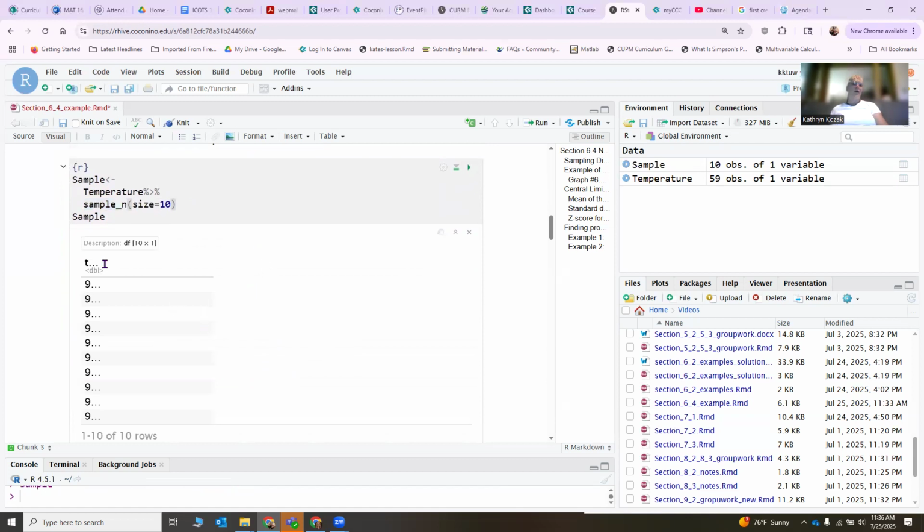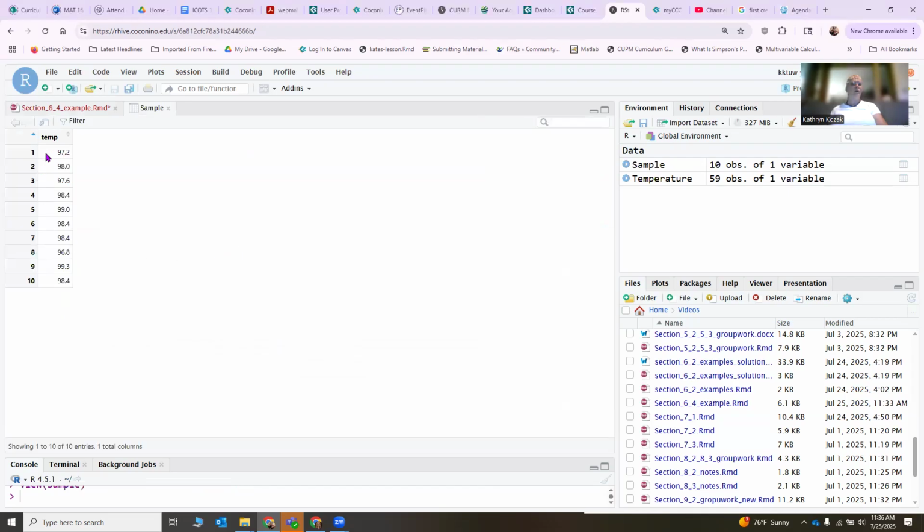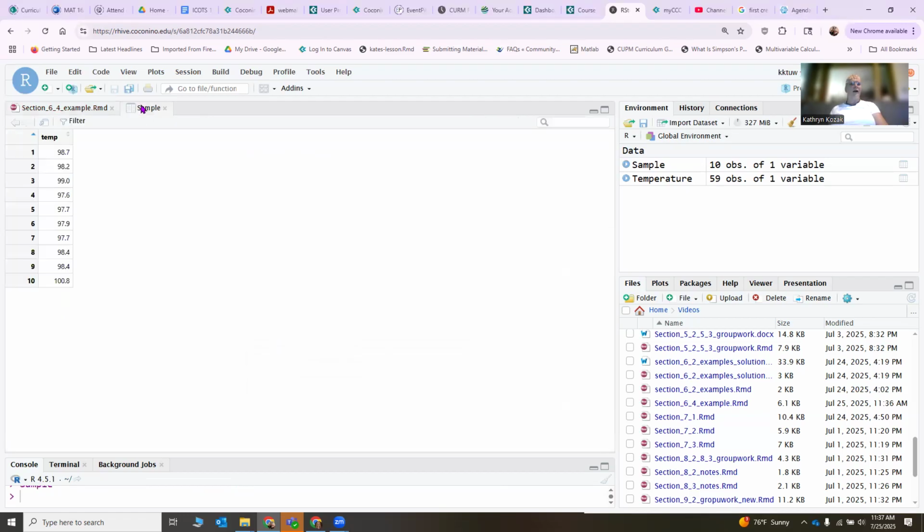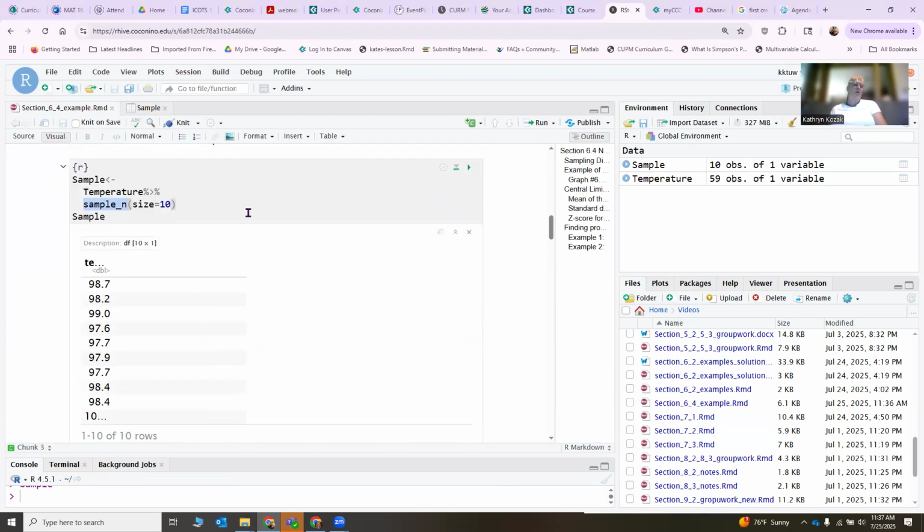So we ran this. We can't see all of it, so let's open it up so we can see all the decimal places. So 97.2, 98, and so forth, all the way down to 98.4. That's our sample. I'm going to run this again and see what happens. When I run it again and go back and look at this, notice those numbers have changed. That is because we have a random sample. So we're taking a sample from this, so the values should in fact change.